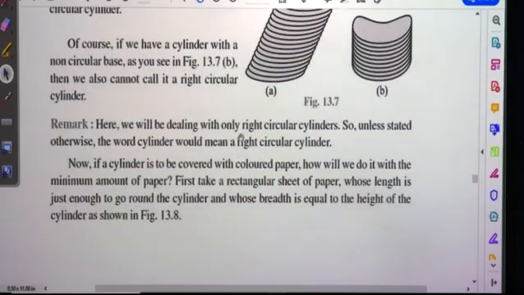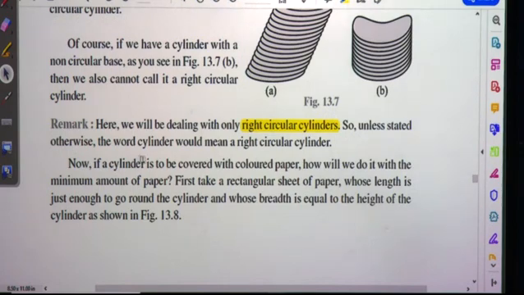Proceeding further, there is a remark. Here we will be dealing only with right circular cylinders. So unless stated otherwise, the word cylinder means a right circular cylinder. Means when it is said as a cylinder, it is a right circular cylinder.